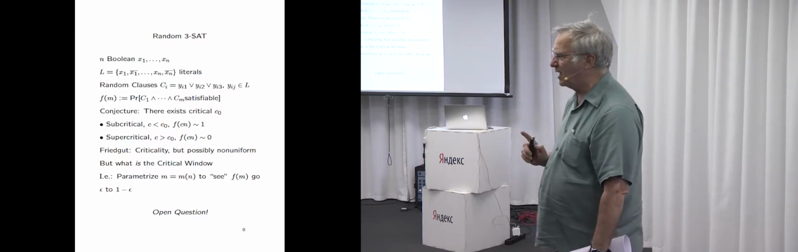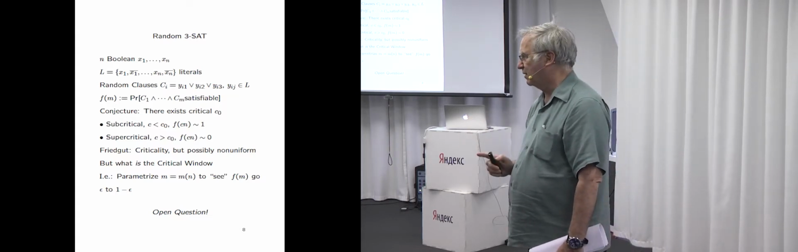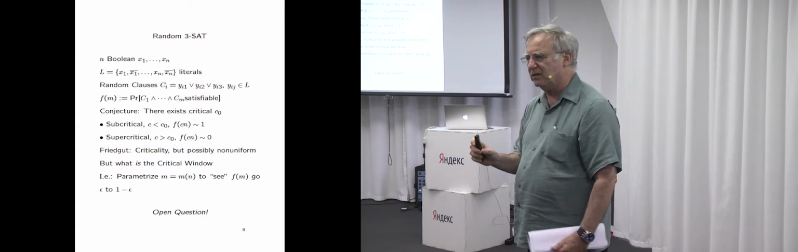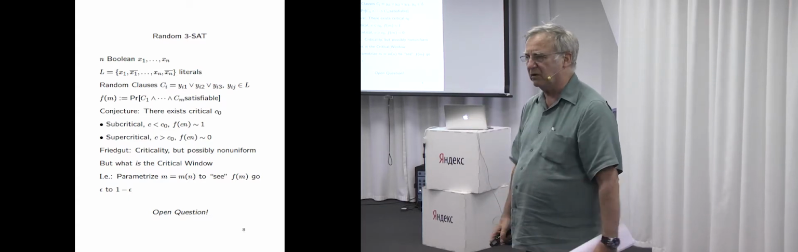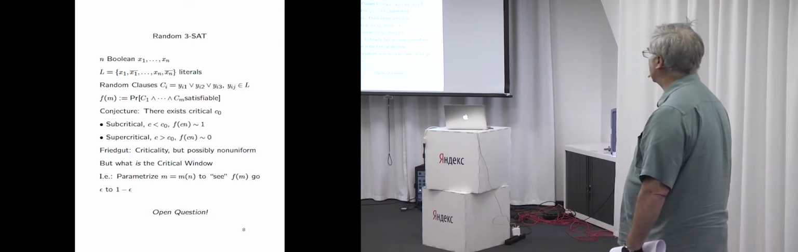In percolation, I think there are two questions. Where is the percolation point? Of course, that's the more natural question. But I think the more important question is, what do things look like near the percolation point? What's called the critical window.